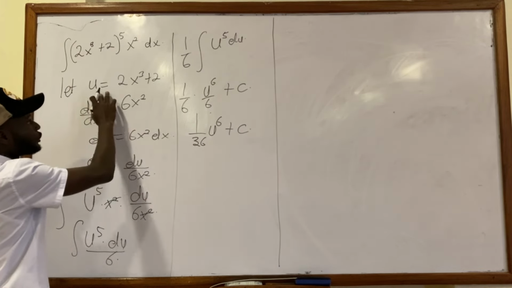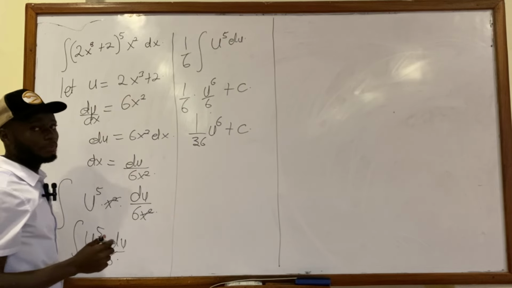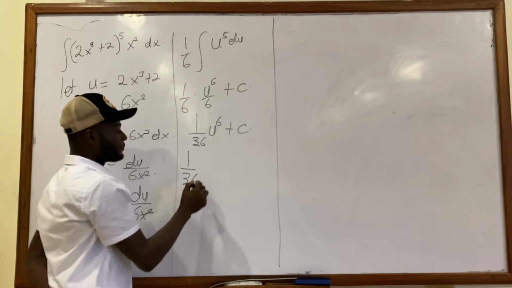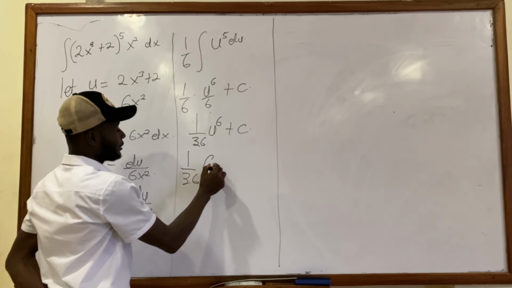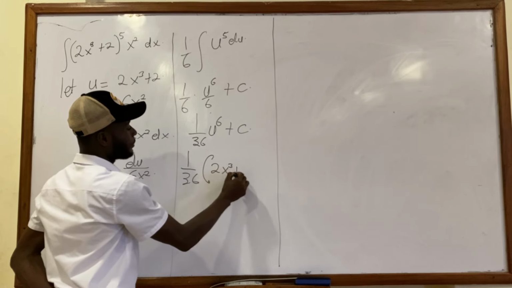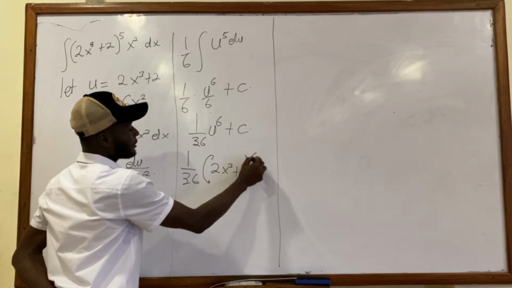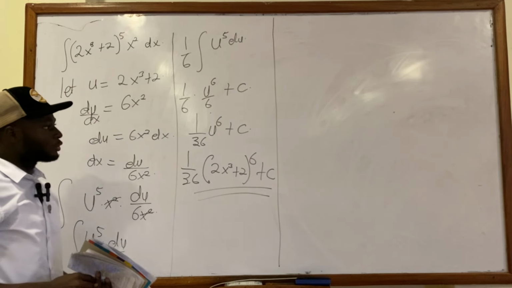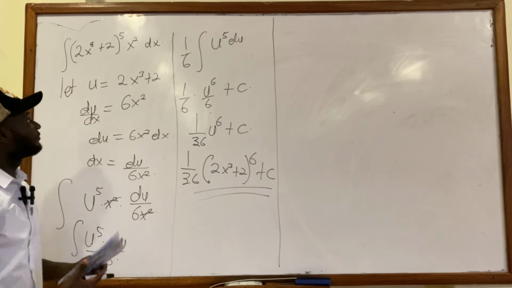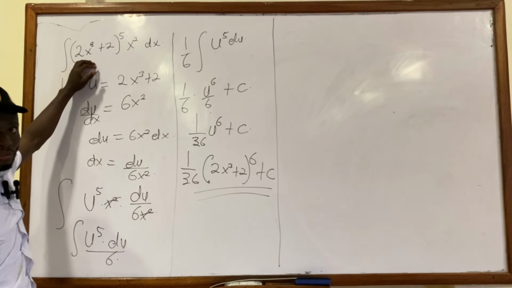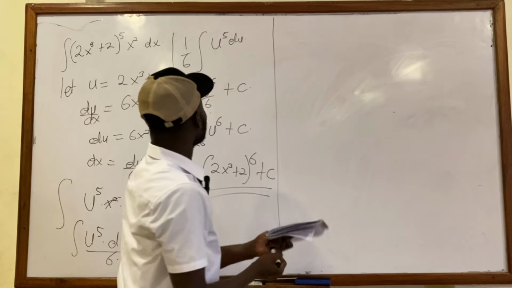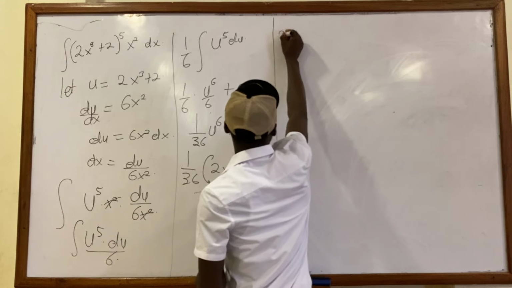But then we said u should be equal to 2s cubed plus 2. So we have 1 over 36 into bracket 2s cubed plus 2 power 6, plus c. So this becomes our final evaluation of this particular problem. Now let's move on to the next question.